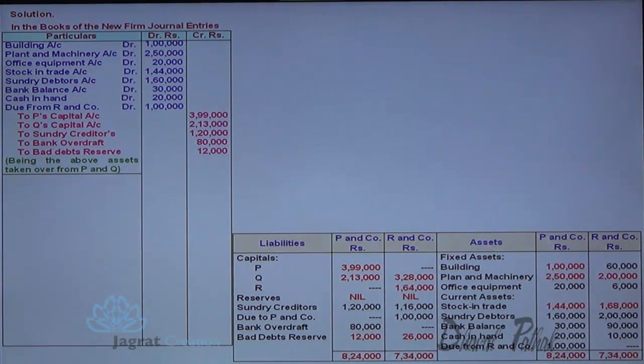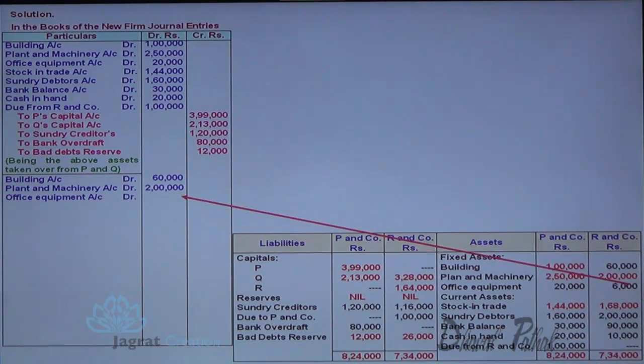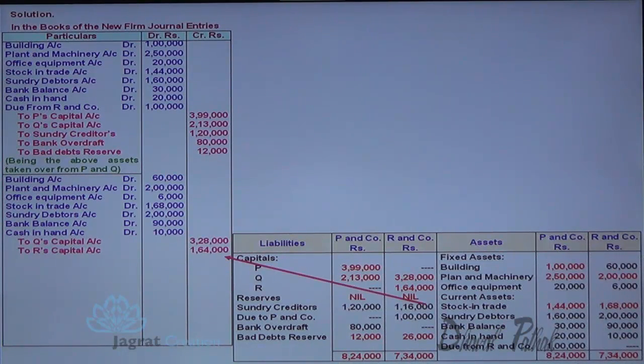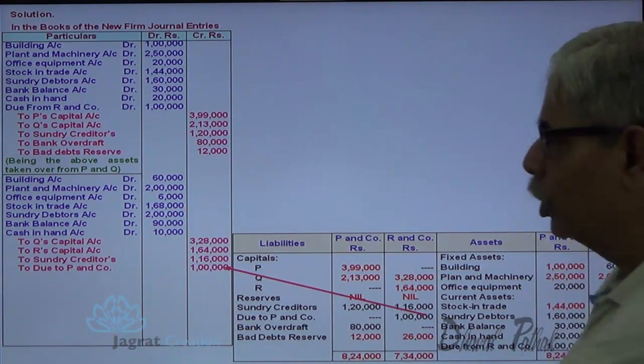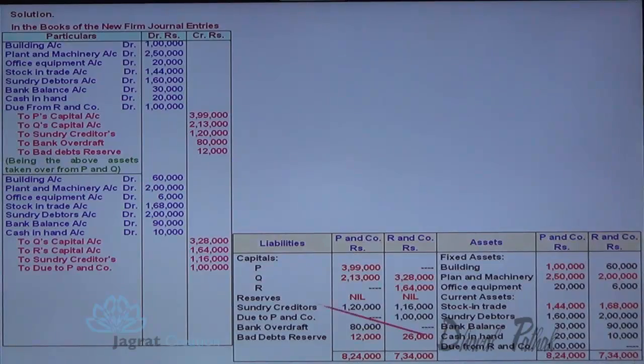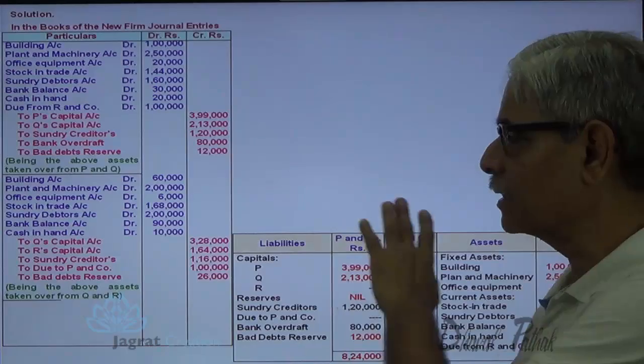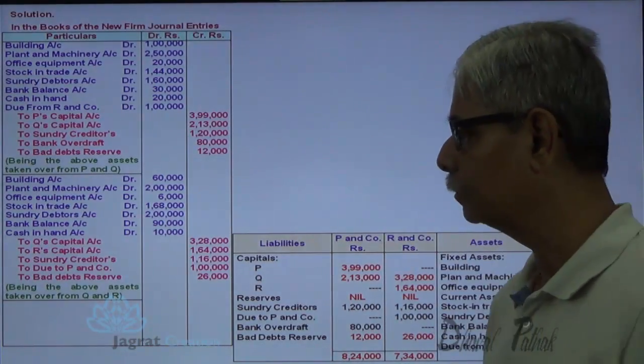In the same way I want to write out the second absorption entry. Building account debit, plant and machinery account debit, office equipment account debit, stock in trade account debit, debtors account debit, bank balance account debit, cash account debit; to Q's capital, to R's capital, to creditors account credit, to due to P and company, which will be mutually adjusted, and to reserve account credit. Being all the assets and liabilities of R Limited taken over.